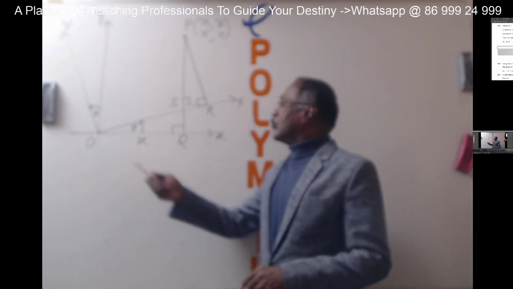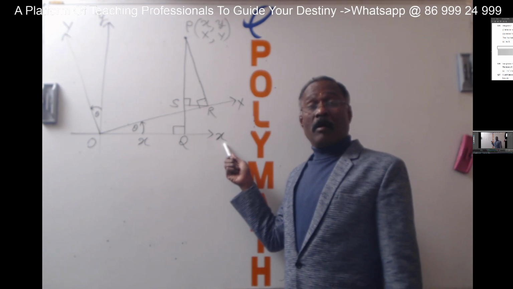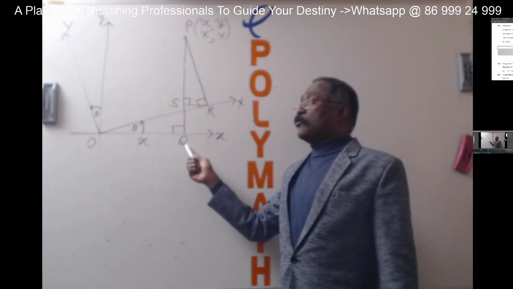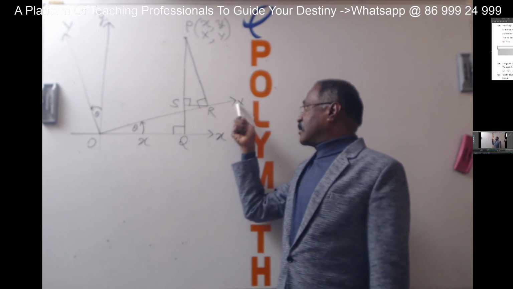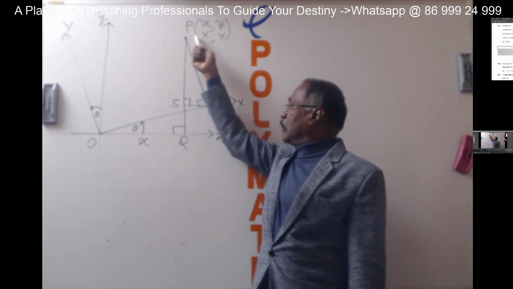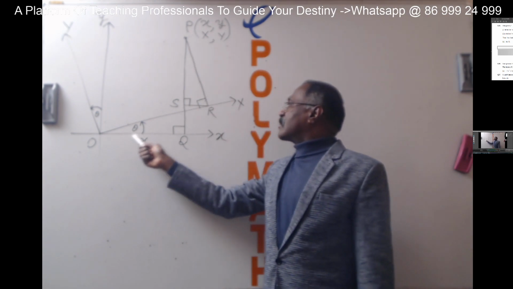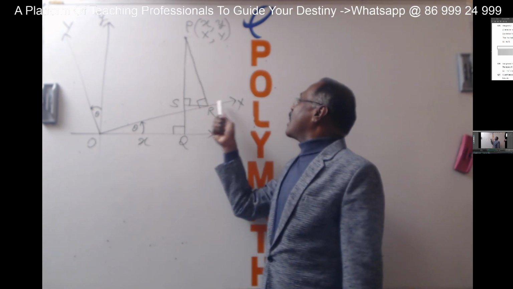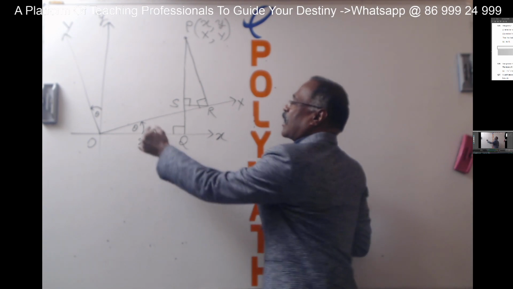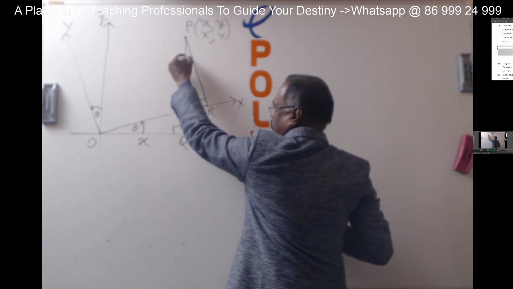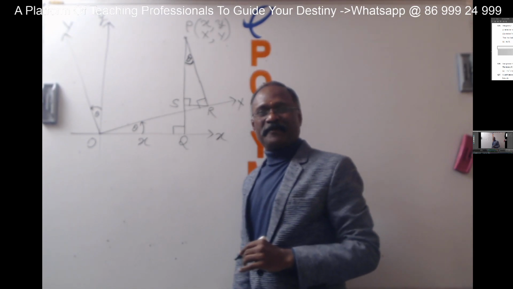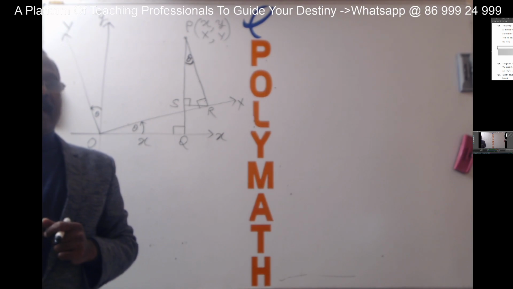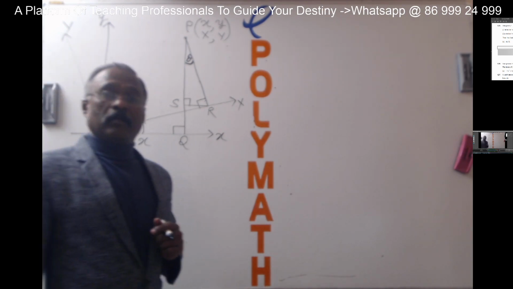Follow this. Now, this is the original x-axis, and PQ is its perpendicular. This is the new x-axis, and PR is its perpendicular. The angle between the original x-axis and new x-axis is theta. This is its perpendicular and that is its perpendicular. So the angle between these two is nothing but the angle between these two. This is what you have to understand. So the angle between any two lines is equal to the angle between their perpendiculars.